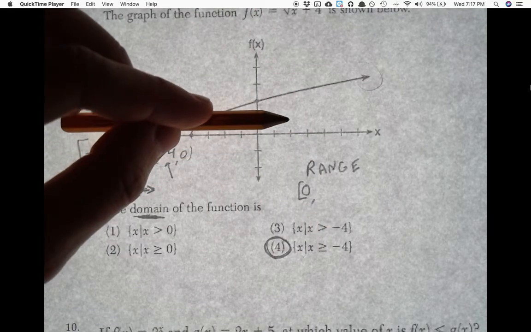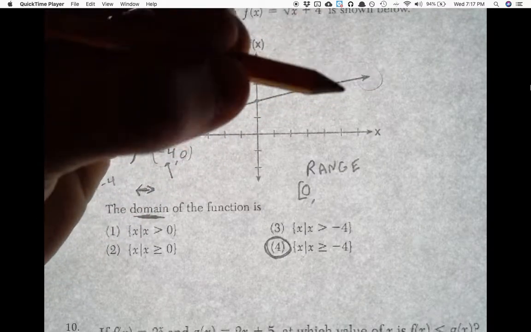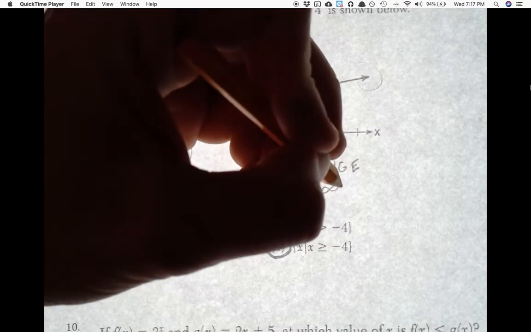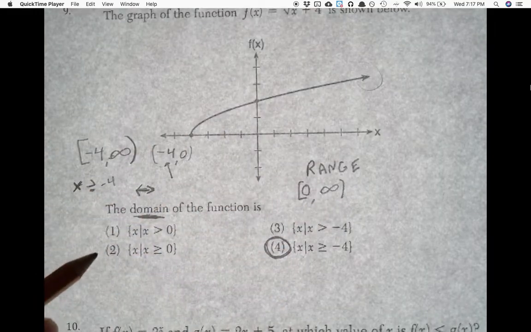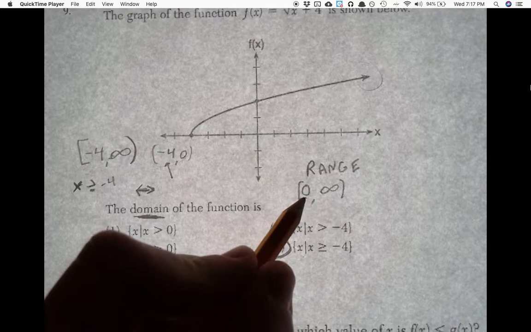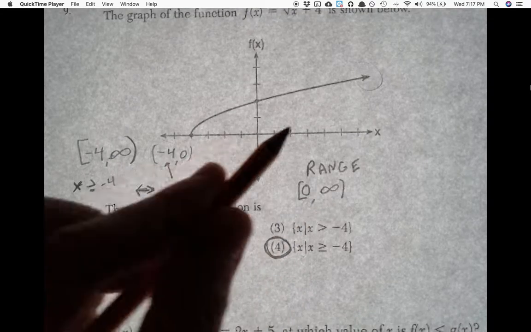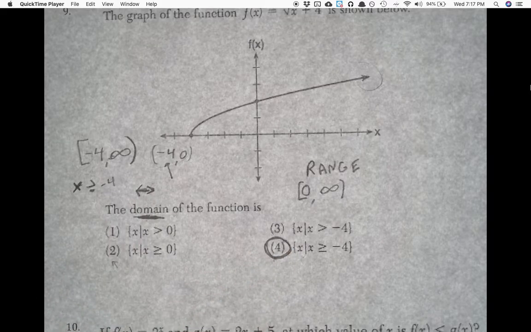And then as I went up in my graph, I still hit that same arrow, so it went up to infinity. If I was looking for the range, it would have been answer choice 2, because it's any number between 0 and infinity. But since they were looking for the domain, I went left to right. It's going to be answer choice 4 here.